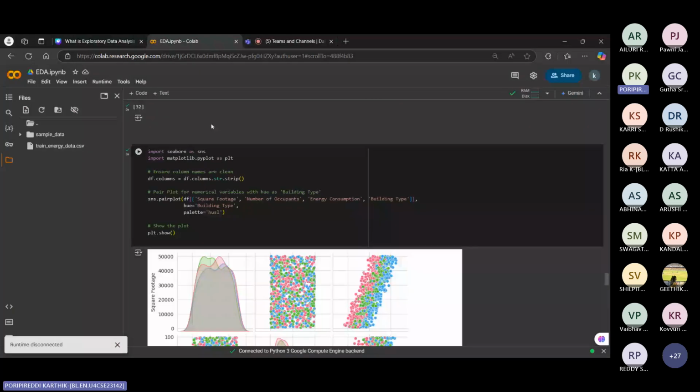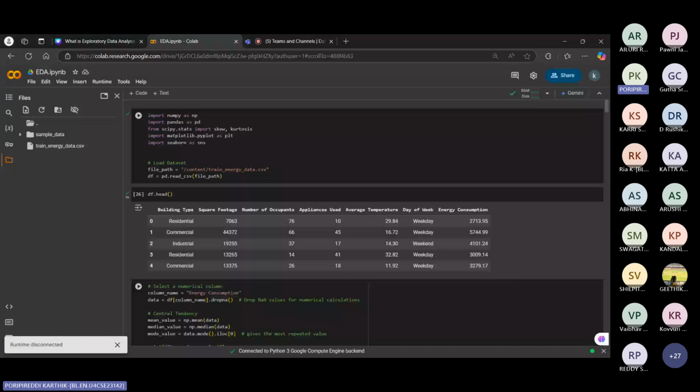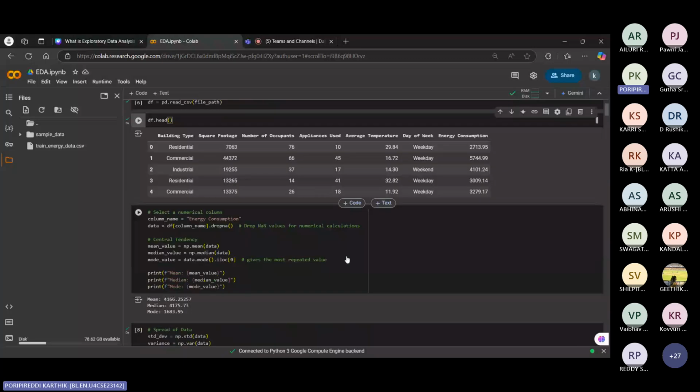First, we import all the necessary libraries and then load the dataset. Here, this is an inbuilt function where we can use dot head to take the top 5 rows of a dataset. First, we need to take a numerical column. As we can see from the given dataset, energy consumption is one of the numerical columns, and I am taking that as my data.